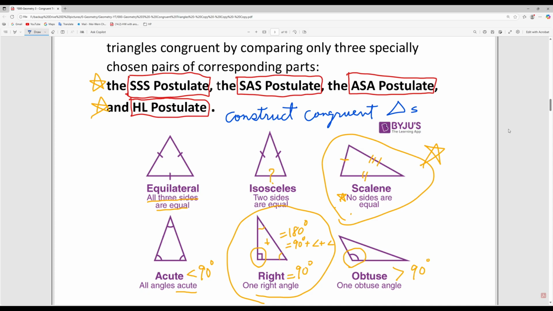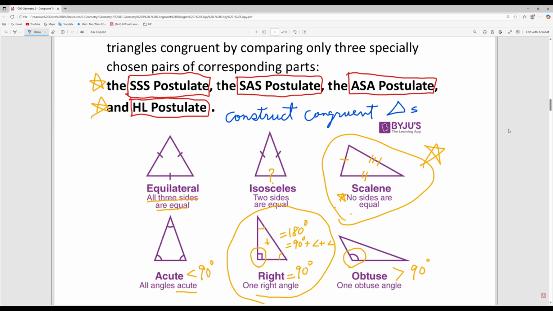The first thing is you may construct a congruent triangle on top of the original triangle to see they exactly fit point by point, side for side. You can do that. Okay?